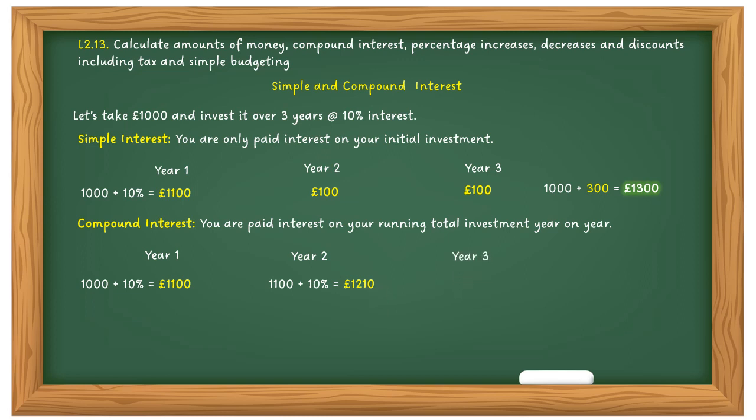If you carry that on to the third year, you use this 1,210 to work out your next 10%. After 3 years, your profit is £331. So you're getting £1,331 return on your initial investment of £1,000. So what interest would you choose if you want to make money? Well, I would certainly think about the compound interest.